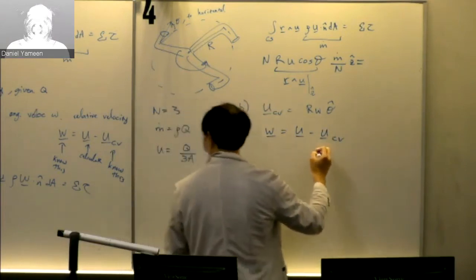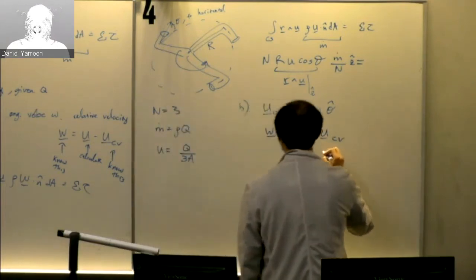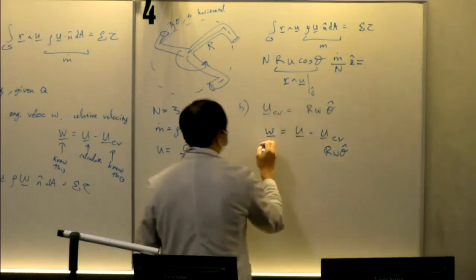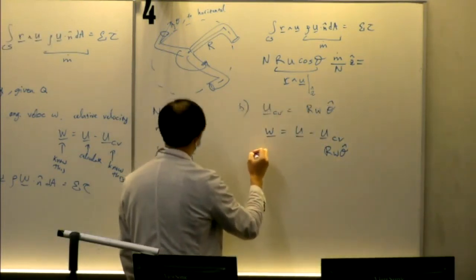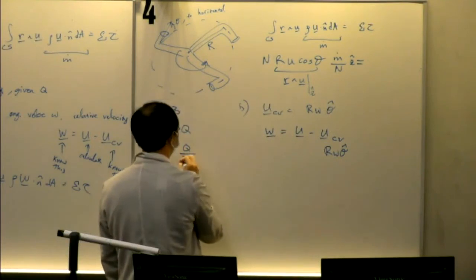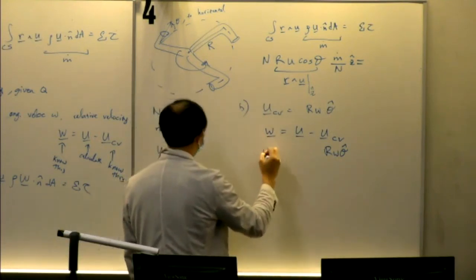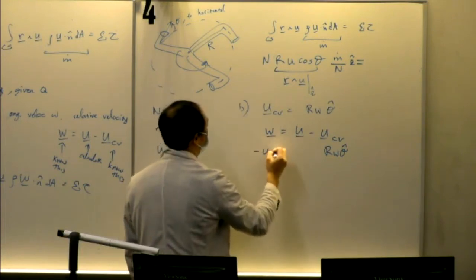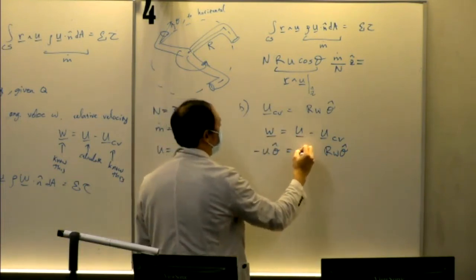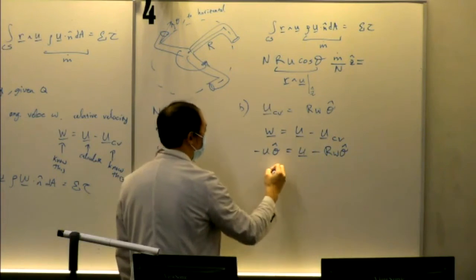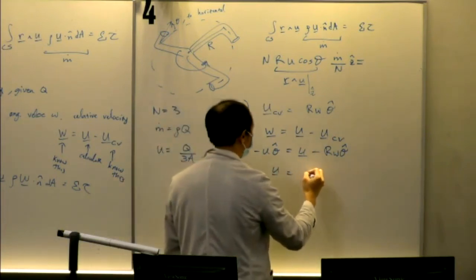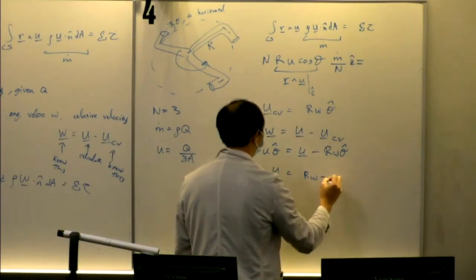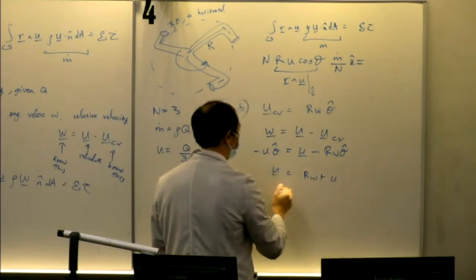And like we said, this is R omega theta hat. And this one is basically, if you're going to have u times, the fluid is actually going in the negative theta hat direction. So you're going to solve for u. u is equal to R omega minus u plus u minus R omega.